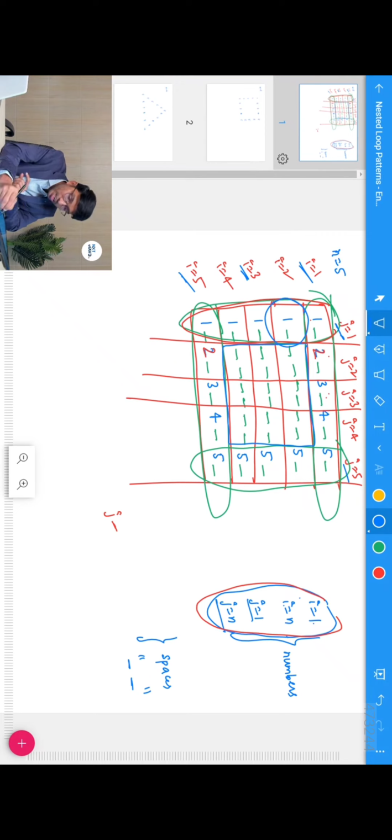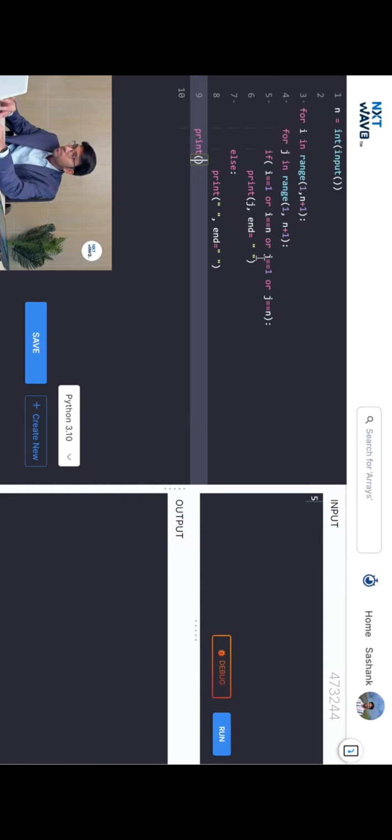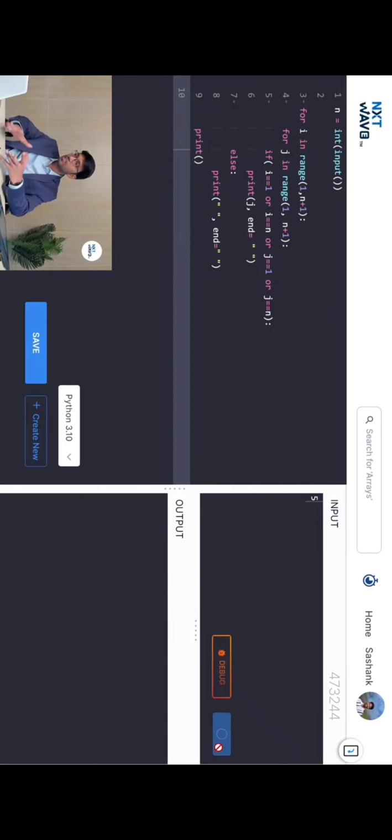Only for j equal to 1 and j equal to 5, we are printing numbers. Rest of the time, we are printing spaces. Okay, right? So that's what is happening. Now if I run this, let's see what happens. Okay, we are getting the expected output.